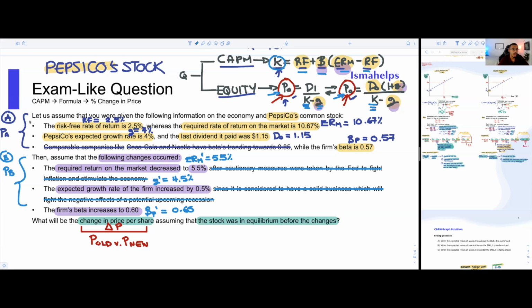We're going to solve for our required rate of return. Then we're going to plug that into our equity valuation formula to solve for the price of part A. Then we're going to jump into part B, where we plug everything in once again, but with different inputs, into our CAPM formula to solve for the required rate of return. Then we plug that into our equity valuation formula to solve for the price of B. Then we're going to have two different prices, okay? That should be clear. We're going to look at the change from part A to part B, and that's going to be the answer to our question.